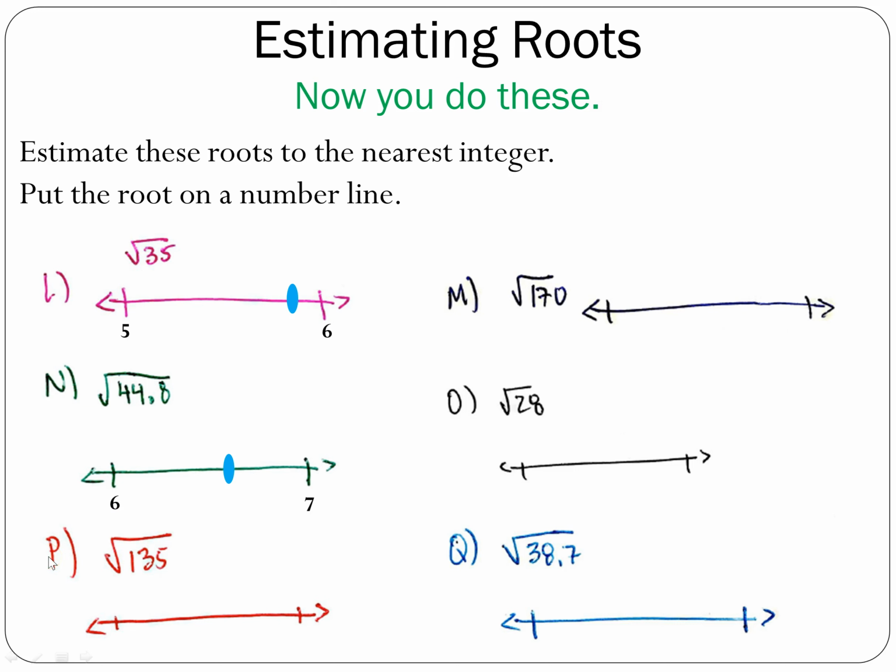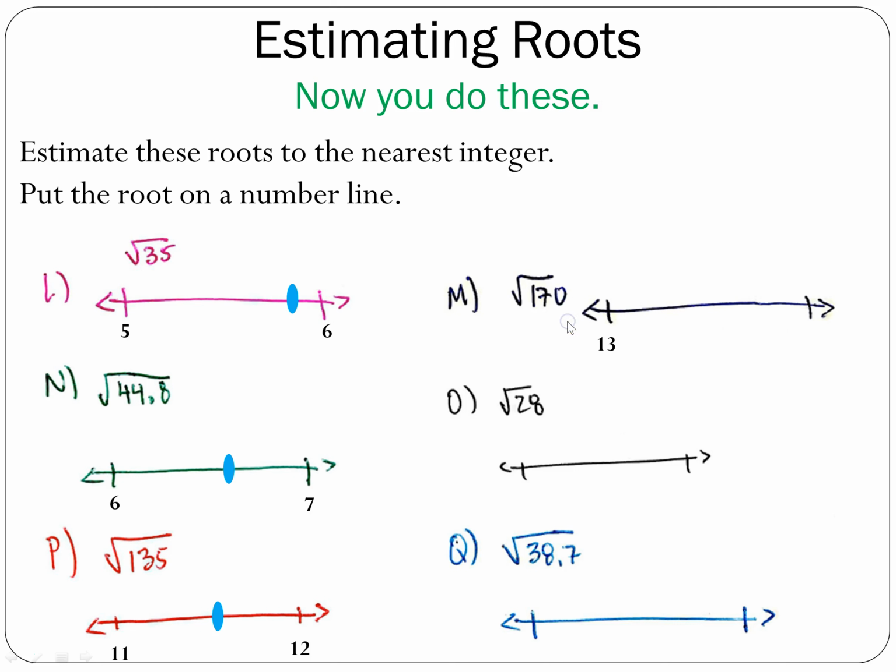135. Okay, so 11 times 11 is definitely 121, which is less than 135, and 12 times 12 is 144. 135 is definitely closer to 12, so you see my dot closer to 12. Sweet.